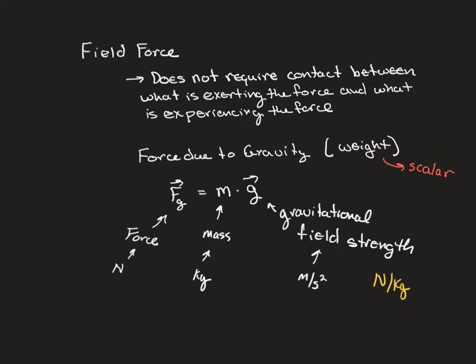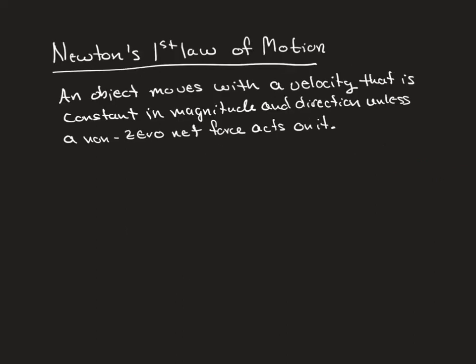Now we are going to discuss Newton's first law of motion. Newton's first law of motion states that an object moves with a velocity that is constant in magnitude and direction unless a non-zero net force acts on it. Alright, so let's dissect this a little bit. So what it is saying is that the change in velocity will be 0, because when the velocity is constant, Vf minus Vi is going to be 0 because they're the exact same number.